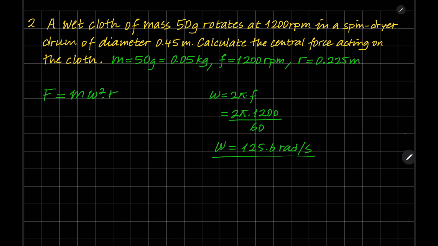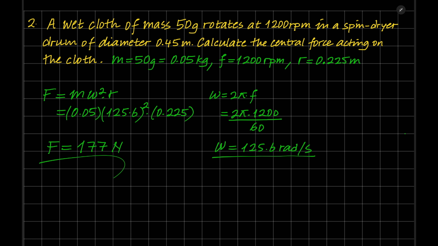Now let's use it in the force formula. It will be equal to mass, 0.05 kilogram, times angular velocity, 125.6 squared, times radius, 0.225 meters. Then the force will be equal to 177 newtons. That's the answer. That's the force acting on the cloth.